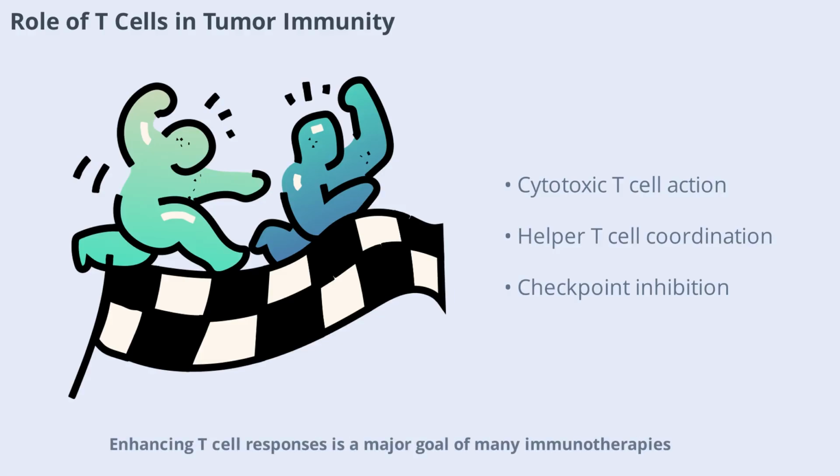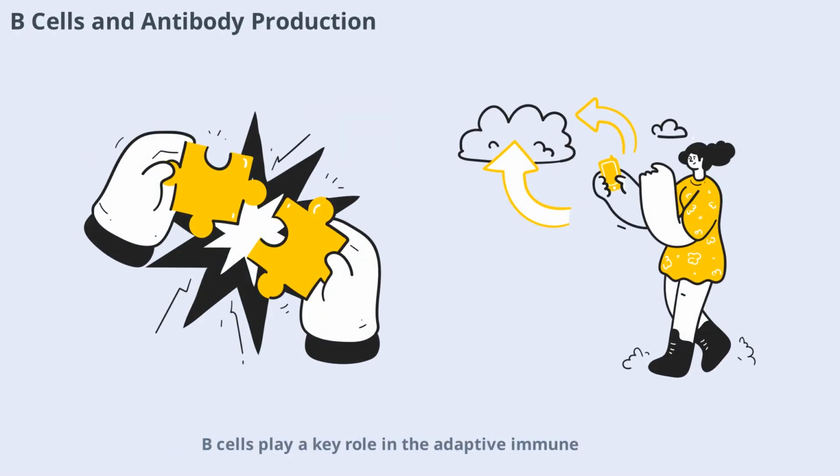Enhancing T-cell responses is a major goal of many immunotherapies, including checkpoint inhibitors and CAR T-cell therapy. T-cells play a key role in the adaptive immune response by producing antibodies that can recognize and neutralize cancer cells. These antibodies can mark cancer cells for destruction by other immune cells or block signals that promote tumor growth. In some cases, B cells can also present antigens to T cells, helping to coordinate the immune attack. The role of B cells in the tumor microenvironment is complex and still being actively researched.